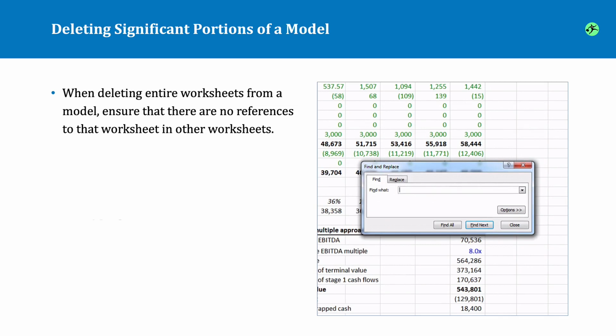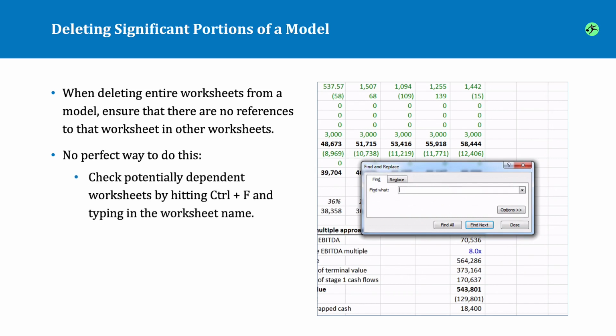Okay, the next thing to be careful about is deleting significant portions of a model. When deleting entire worksheets from a model, ensure that there are no references to that worksheet in other worksheets. And there's no perfect way to do that. If you're going to delete an entire worksheet, there's no simple way to make sure that there are no dependent cells or worksheets. Some ways to try to mitigate the potential harm of this is to check potentially dependent worksheets by hitting Control F and typing in the worksheet name.